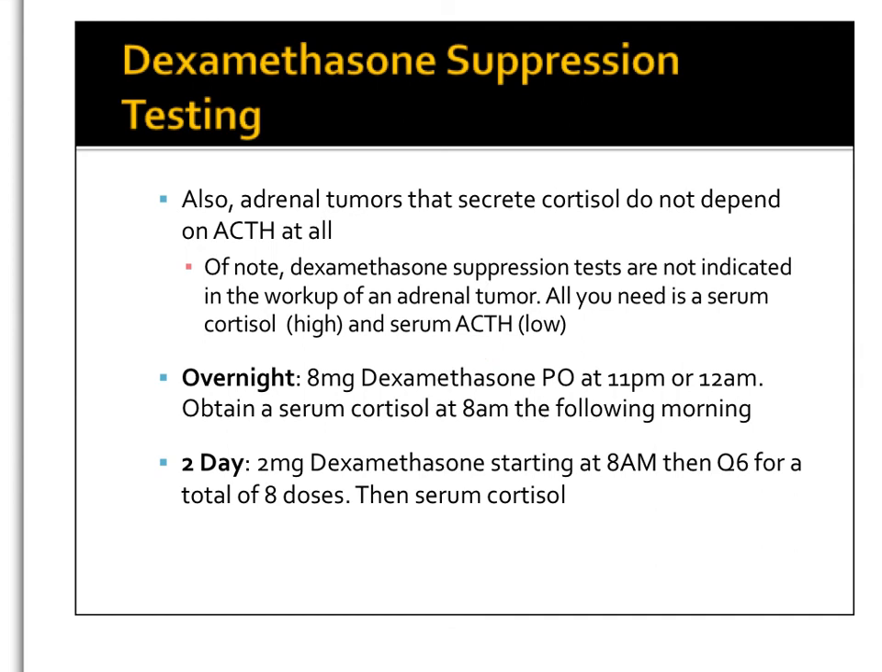Now, the test is administered 2 different ways. You can do it overnight with 8 milligrams of dexamethasone given between 11 p.m. and 12 a.m., and then you get a cortisol level at 8 a.m. Or you can do the 2-day test, which is 2 milligrams of dexamethasone starting at 8 a.m., and you give it every 6 hours for a total of 8 doses, and then you draw a cortisol level.